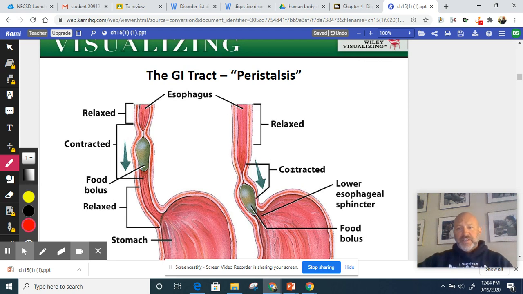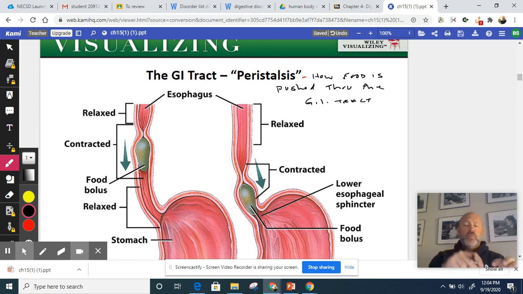Peristalsis is a process. I guess we could describe it as how food is pushed through the GI tract. Okay, so imagine you have a garden hose and you want to send a marble through into one end of the garden hose and you want it to come out the other end.